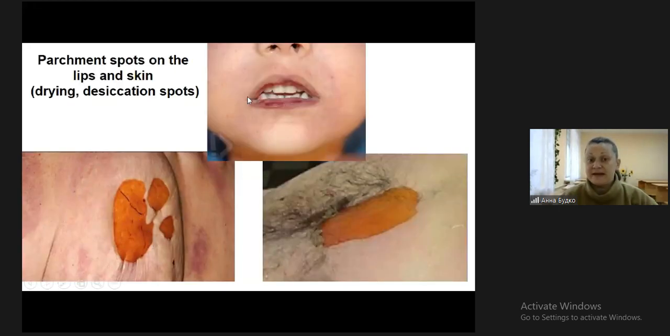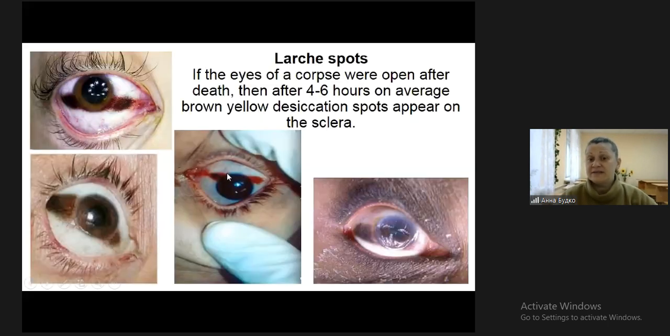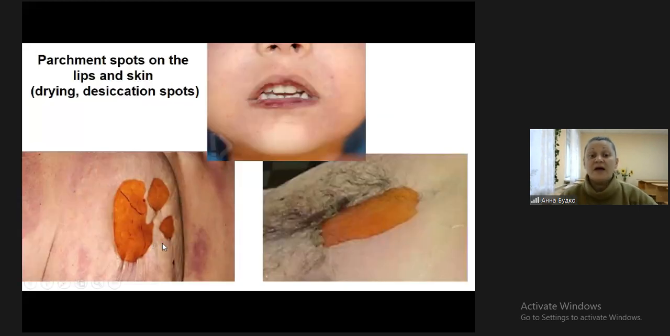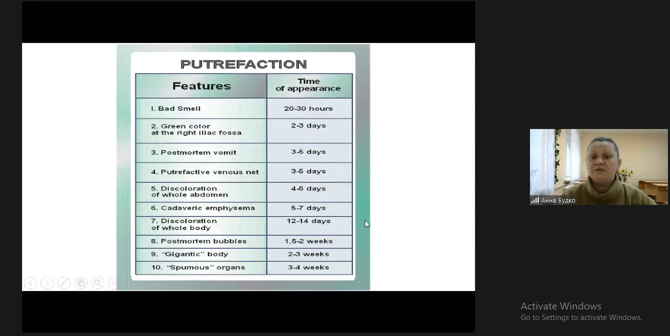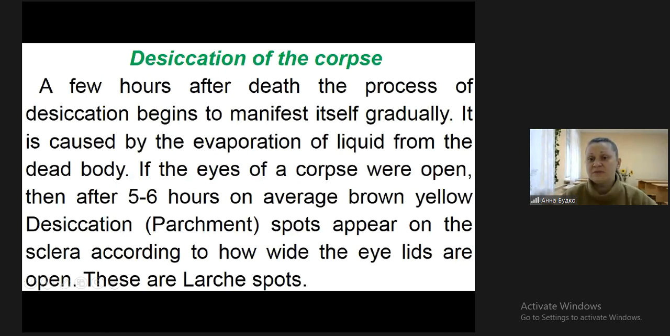Next, if you take skin and lips, you can see parchment spots. These are desiccation spots too. But in the eyes these spots are named large, and they are formed after 4 to 6 hours, and on the skin of the face and lips, between the external and internal surface of the lips, this sign is named parchment spots. Look, they have a yellow brownish color with a dense surface. Putrefaction. If we take putrefaction, so my dear friends, look, we will come back to it.